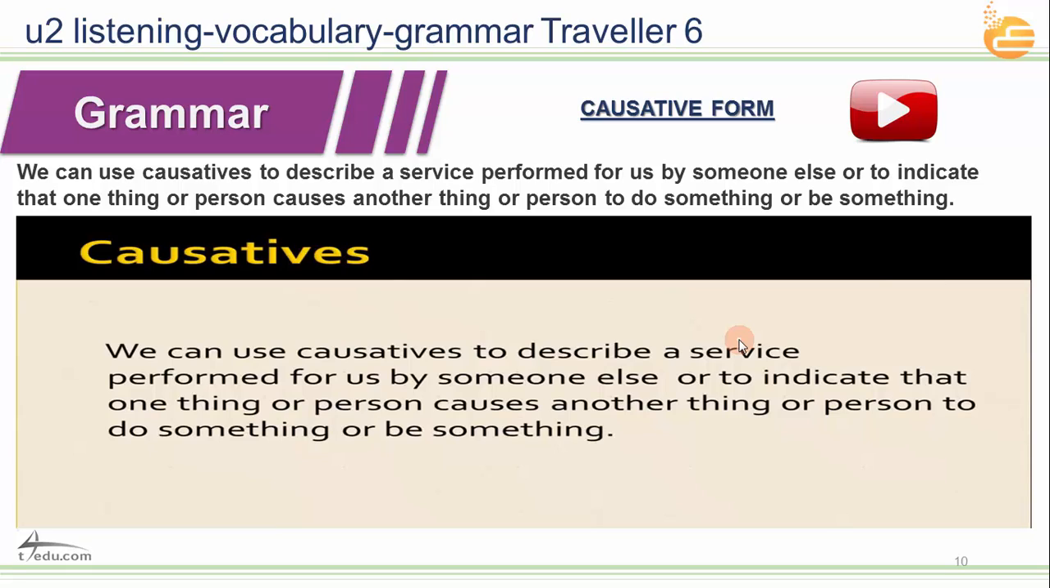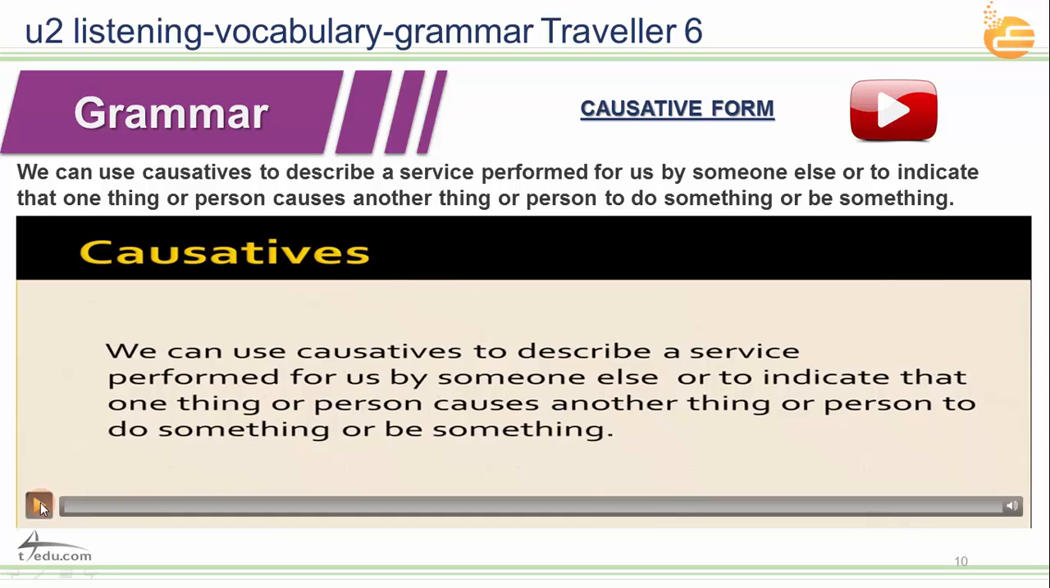Now let's listen to a video, and this is the grammar part. We're going to listen and watch the video about the causative form, and we can use causatives to describe a service performed for us by someone else, or to indicate that one thing or person causes another thing or person to do something or be something. Let's watch and talk about it.